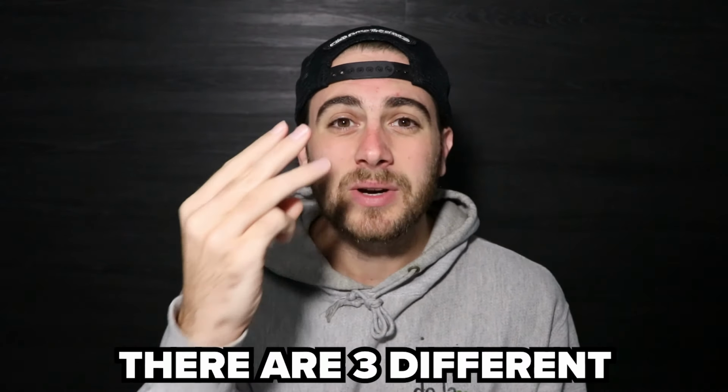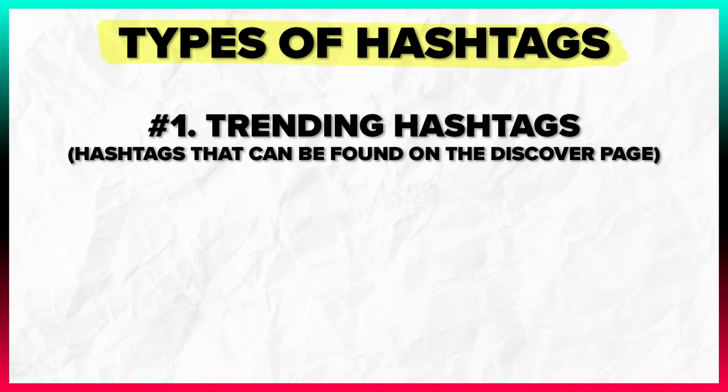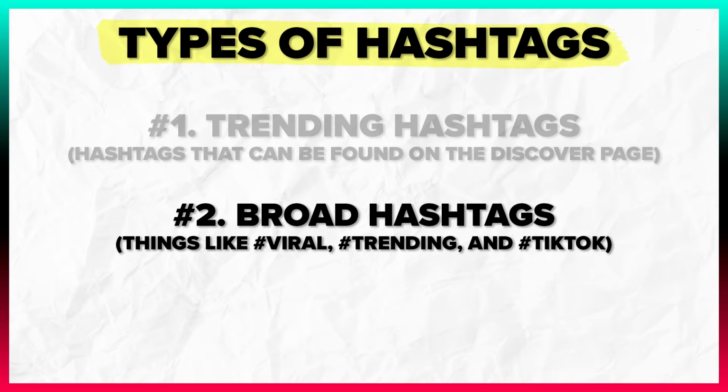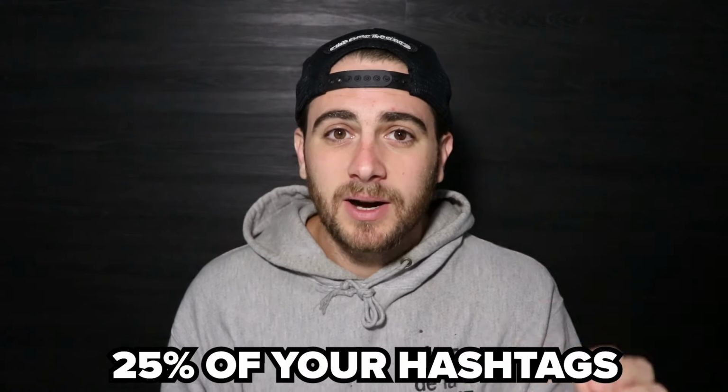First and foremost, there are 3 different types of hashtags. There are trending hashtags, which you can find on the Discover page. There are broad hashtags, things like hashtag FYP, hashtag viral, hashtag trending, and then there are post-specific, or you could call them niche-specific hashtags, which are going to be hashtags related to whatever you're posting about. For example, if I was posting about a bicep workout, it's going to be things like hashtag fitness, hashtag biceps, hashtag bicep workout.